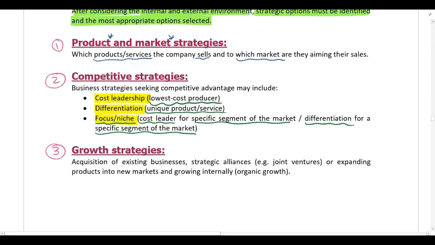Then lastly, companies need to decide on what their growth strategy is going to be. So how do they plan to grow in the future? Are they going to grow by buying out or merging with other companies or through strategic alliances like joint ventures? Or are they just going to grow organically? And growing organically means that you are expanding your products into new markets and you are increasing your sales volume, and that is how you're going to grow.